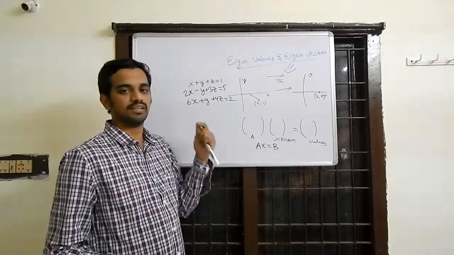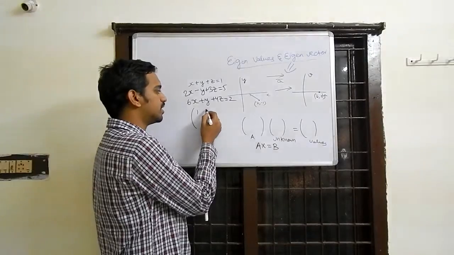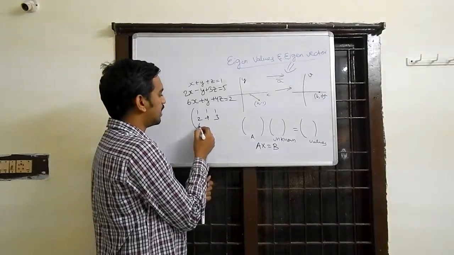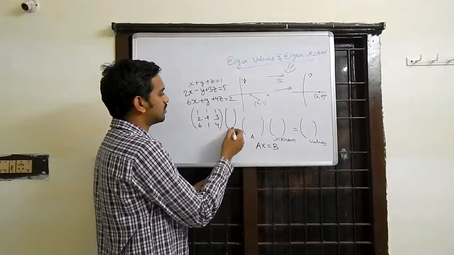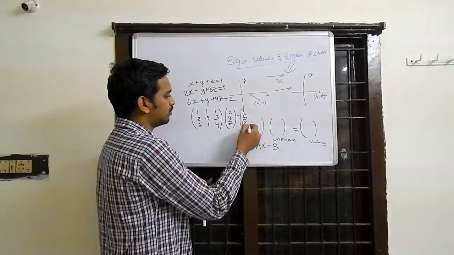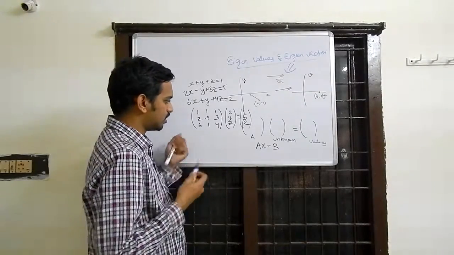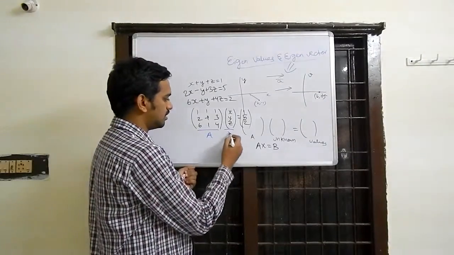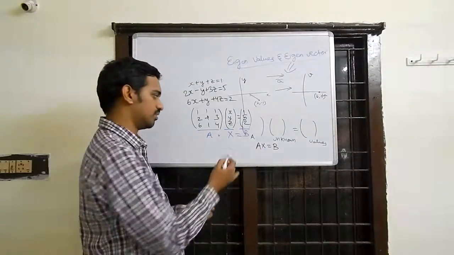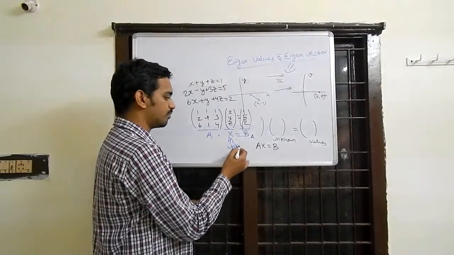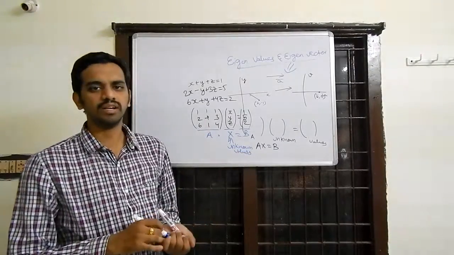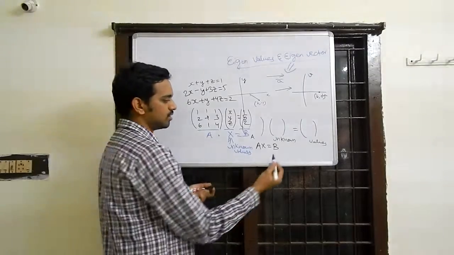If you want to find out the values of x, y, z, what do we do? We take the coefficients of x, y, z as one matrix, the unknowns x, y, z as another matrix, and 1, 5, 2 as another matrix. So see here, this is matrix A, this is the x matrix, and this is the B matrix. So A into x is equal to B. To find out the unknown values, we use the eigenvalues and eigenvectors.